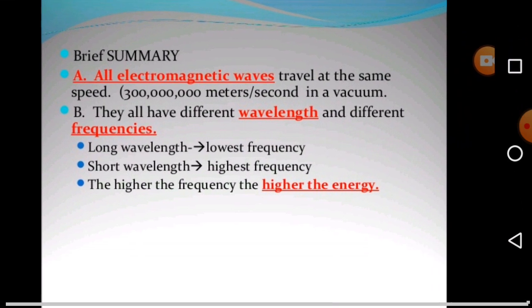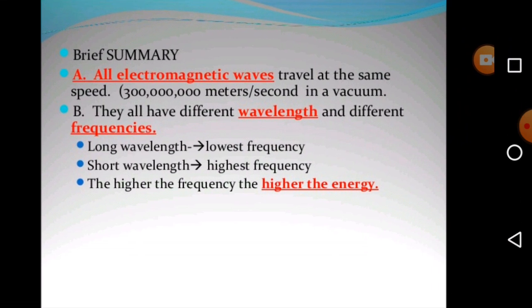So here is a summary of all the rays or electromagnetic waves. Here you can see that long wavelength means lowest frequency, and short wavelength means highest frequency. The higher the frequency, the higher the energy.